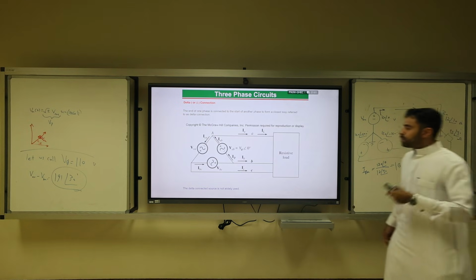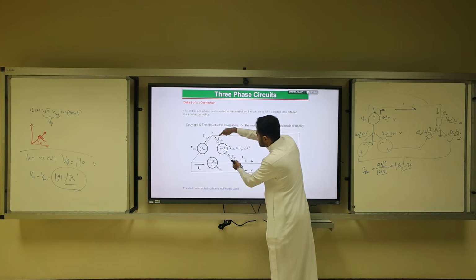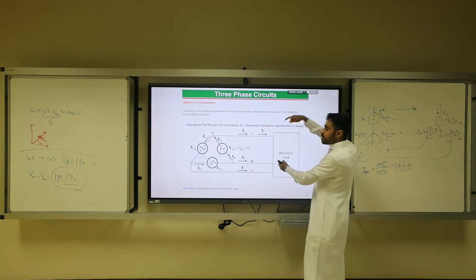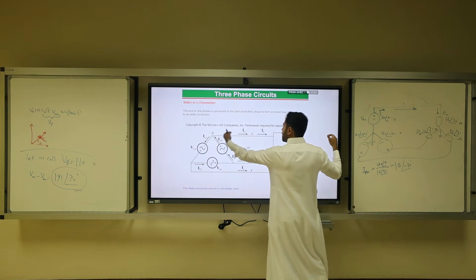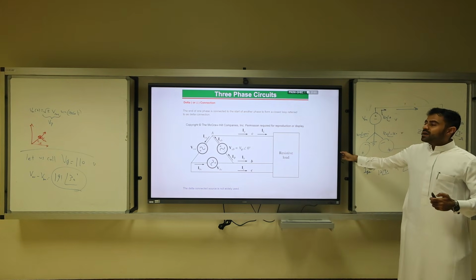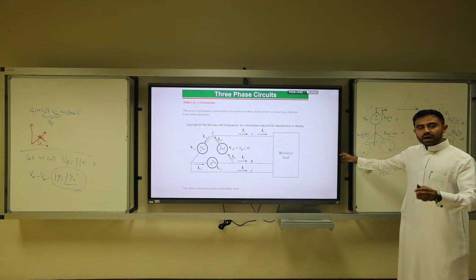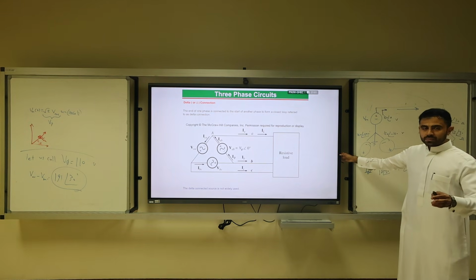Now the delta connection: the end of one phase connects to the start of another phase, and they form a loop. What do you notice? The phase voltage is the same as the line voltage, but the phase current is not the same as the line current.